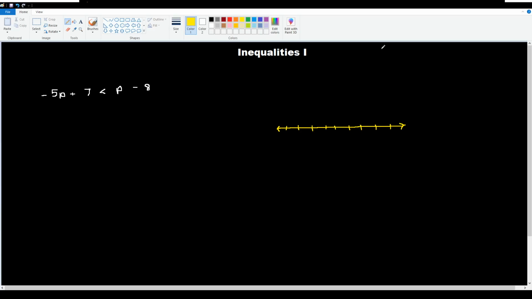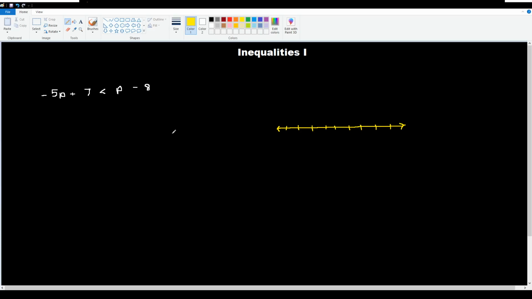So now we are going to go over inequalities. And the inequality we have at hand is negative 5p plus 7 is less than p minus 8. And we are trying to solve for p. So inequalities are very similar to equations in the manner that you solve them. However, at the end, instead of there being only one solution, or no solutions and all solutions as we went over in the past video, there is going to be a range of solutions that usually you're going to have to plot on a number line, as you see right here. And it's very bold and nice yellow.